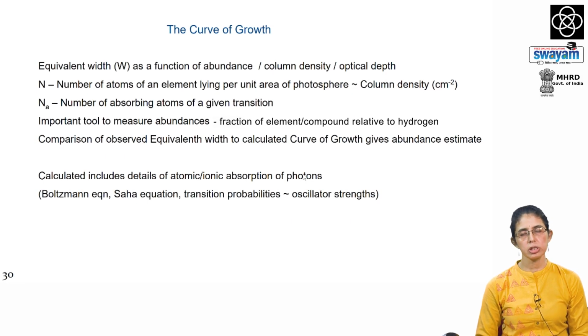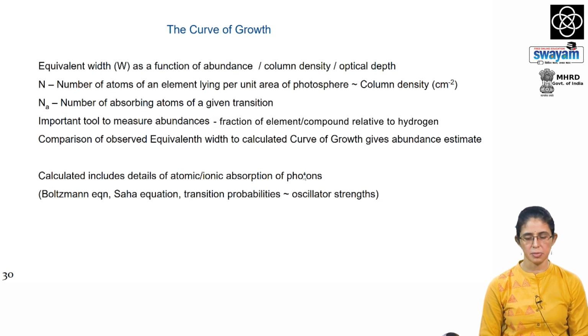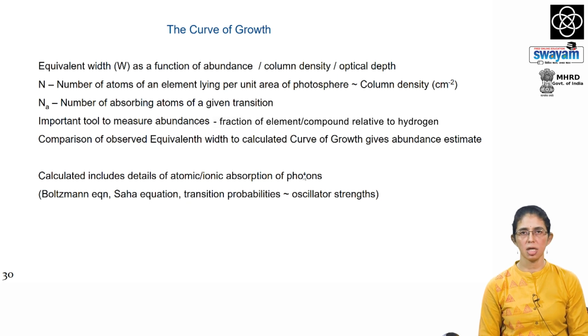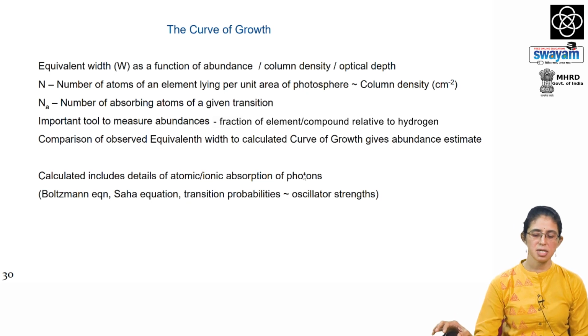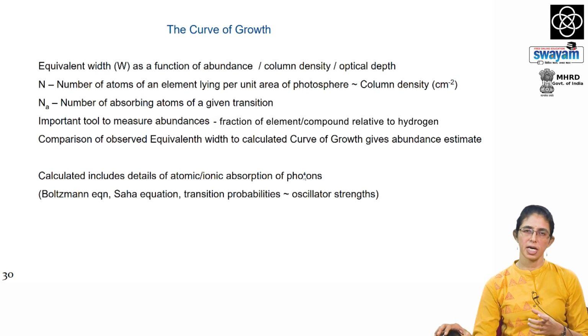Now that we have understood the various broadening mechanisms, is it possible to estimate the abundance of a species based on the strength of the lines? One can use equivalent width as a measure of abundance or column density or optical depth. Column density refers to the number of atoms along the line of sight per unit area of the photosphere, and this is related to the number of absorbing atoms along the line of sight, that is the optical depth.